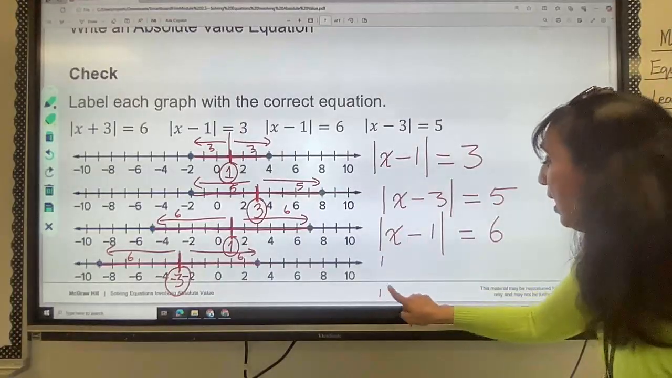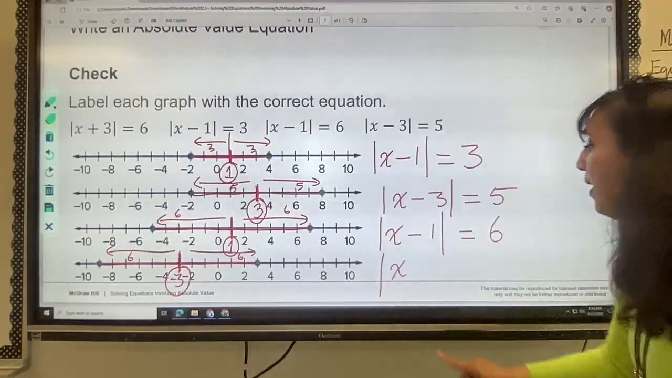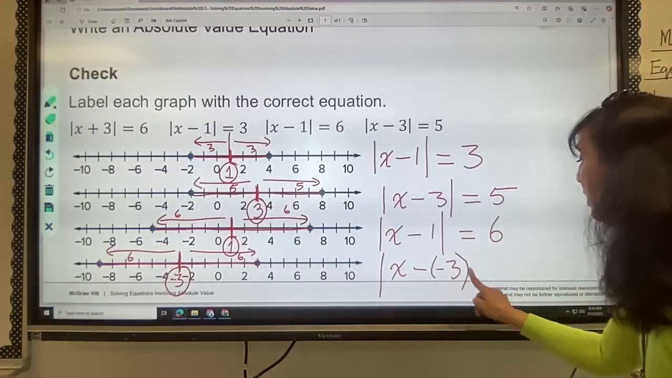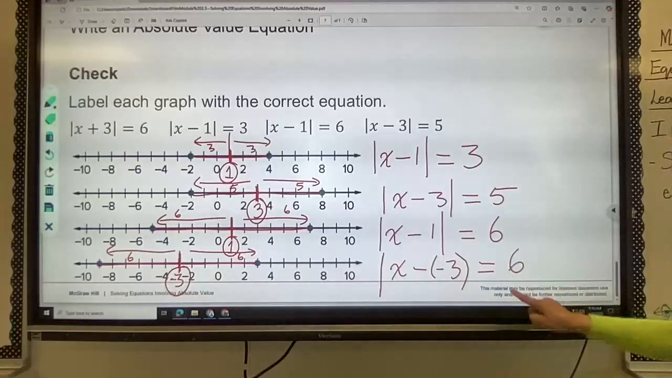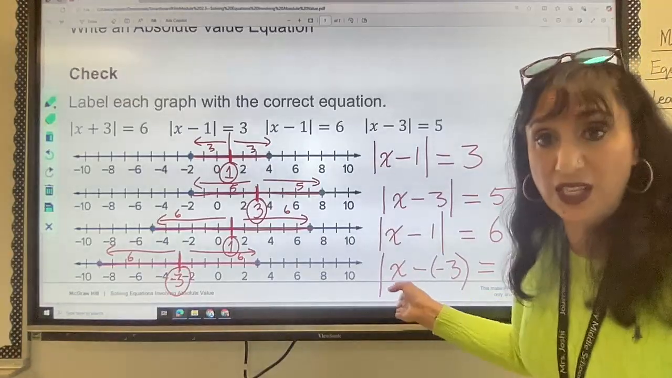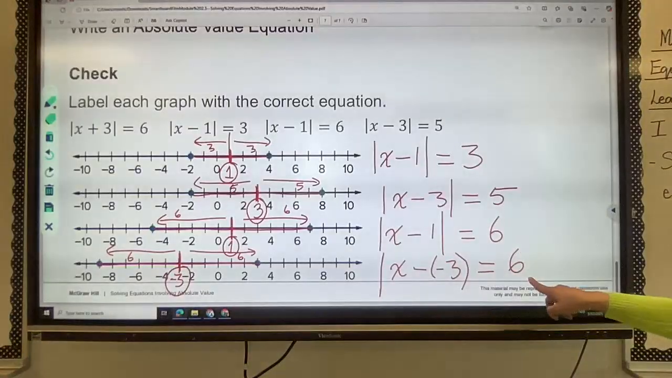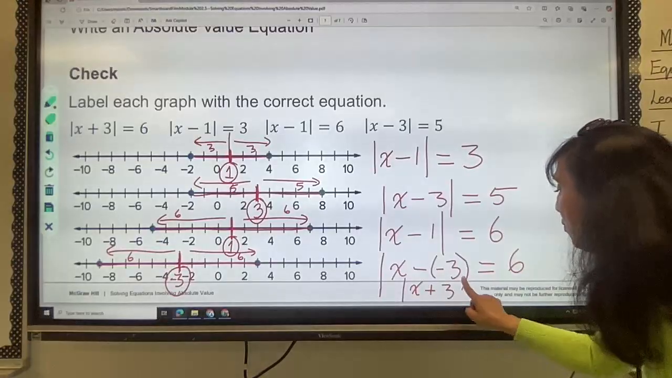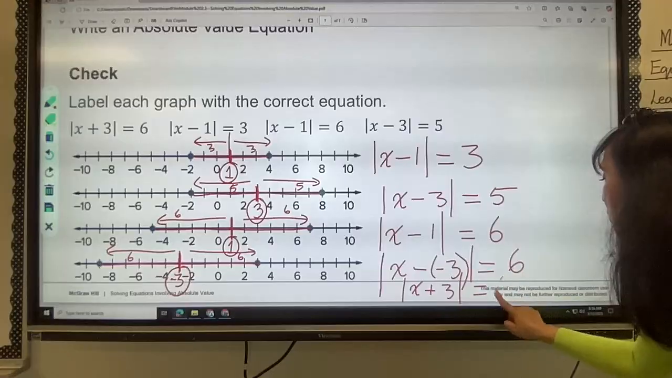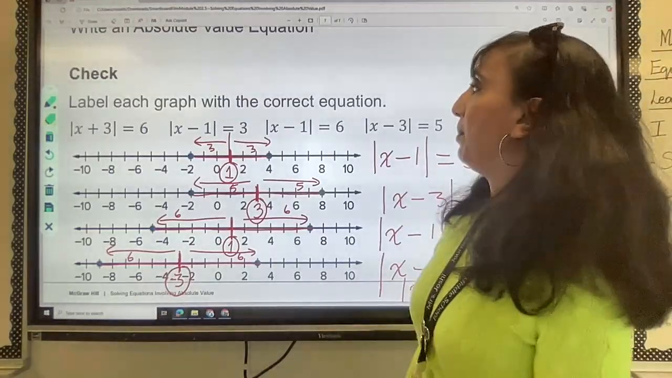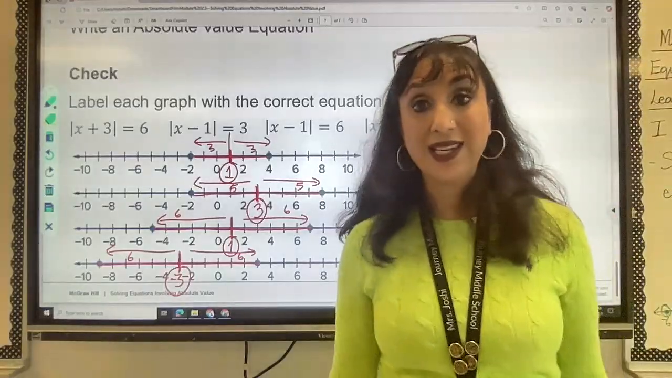So let's do this. And we have absolute value of x minus -3 is equal to, what is my distance? Is 6. So when I remove negativity, what happens? It becomes positive, right? So x minus -3 is going to become absolute value of x plus 3 is equal to 6. So the fourth one is absolute value of x plus 3 is equal to 6. And that's how we label each graph with the correct equation.